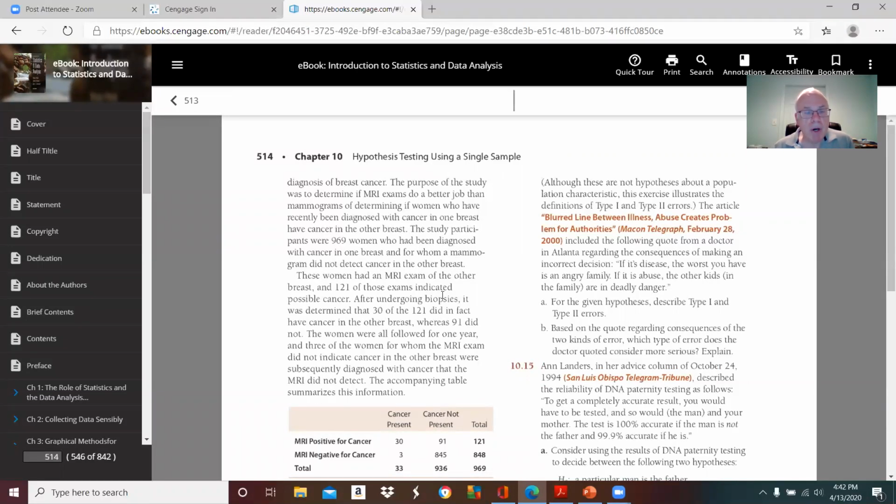So these women had an MRI exam of the other breast, and 121 of those exams indicated possible cancer. The mammogram didn't, but the MRI did. After undergoing biopsies, it was determined that 30 of the 121 did in fact have cancer in the other breast, and that means the rest, 91, did not. Anyway, the women were all followed for 1 year, and 3 of the women for whom the MRI exam did not indicate cancer in the other breast were subsequently diagnosed with cancer that the MRI did not detect.